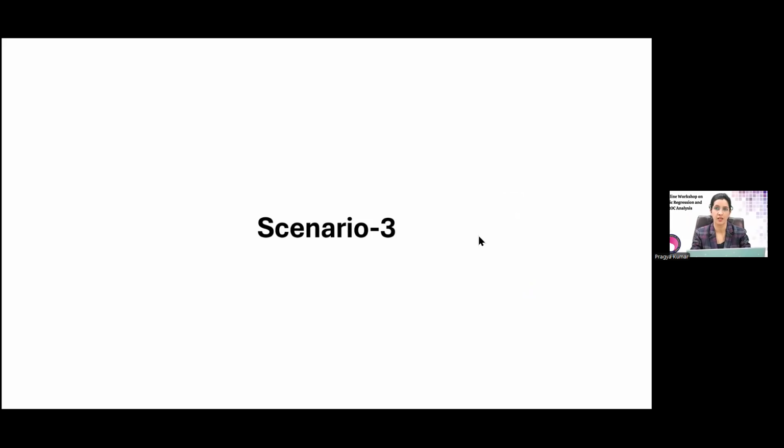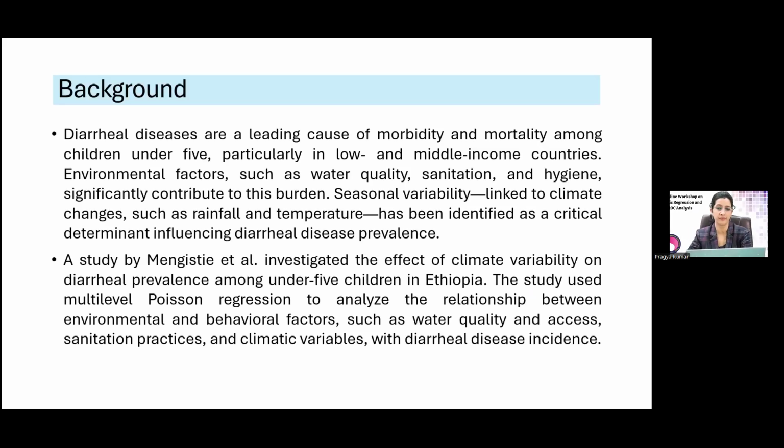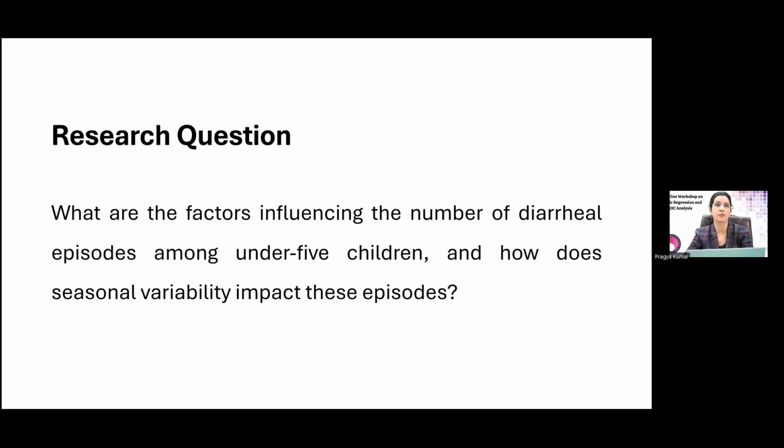Check. So we'll start with the third type of regression, which is known as the Poisson's regression. I will just demonstrate the Poisson's regression, and the example which we took is diarrhea, the number of diarrheal episodes. If my research question is, what are the factors influencing the number of diarrheal episodes among under 5 children, and how does seasonal variability impact these episodes? So my dependent variable here is the number of diarrheal episodes.